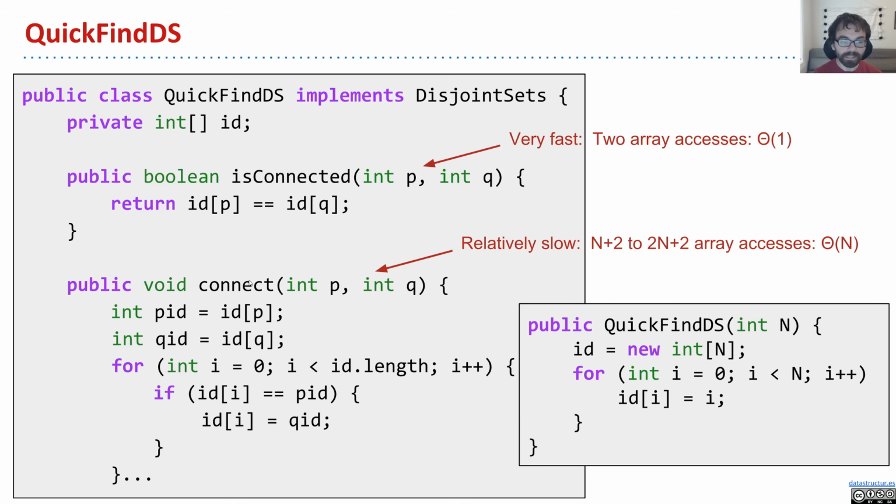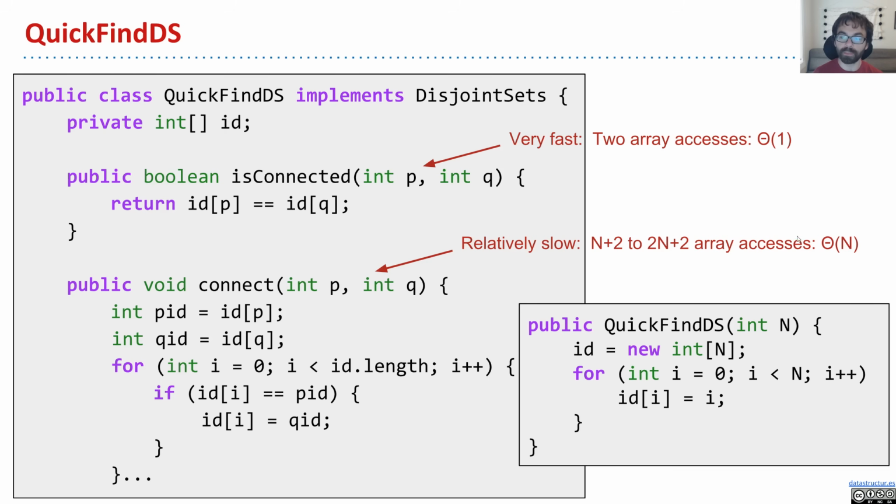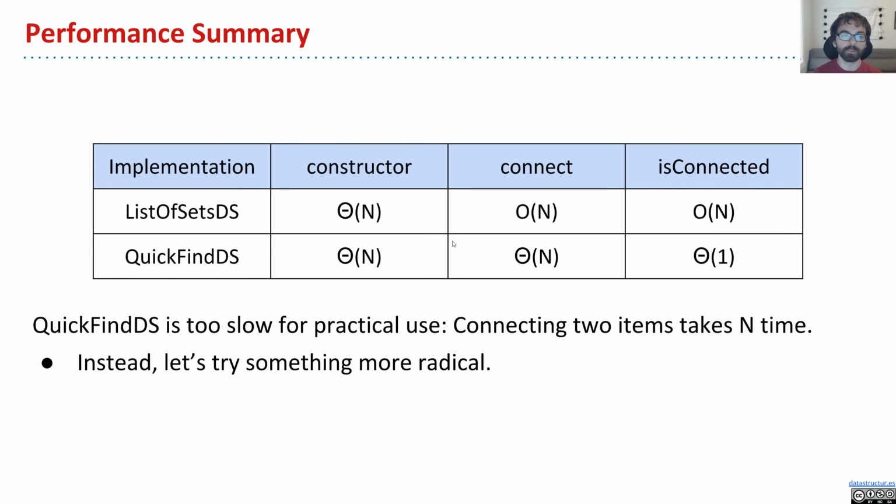By contrast, the connect operation, shown here, where we have to set a bunch of items potentially, is going to be slow. In fact, it'll always be theta n if you look at the code. There is a for loop that will always go through every single item of the array, and so the runtime here is theta n. So this alternate approach, which I'm calling quick find, has the advantage that its isConnected operation is theta 1. Its connect operation is equally bad as the worst case for list of sets, so it's theta n, and the constructor is still theta n.